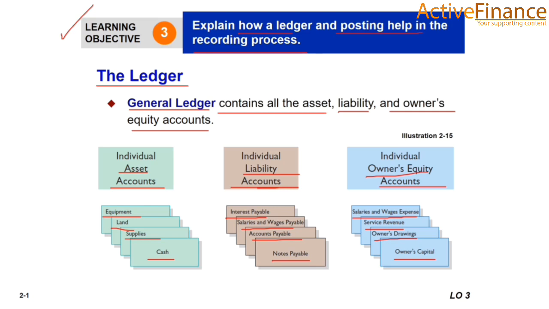The ledger provides the balance in each of the accounts. For example, the cash account shows the amount of cash available to meet current liabilities or current obligations, the accounts receivable account shows the amount due from customers, and accounts payable shows the amount owed to creditors, the amount which we have received as credit from creditors. All these types of accounts are included in the general ledger.